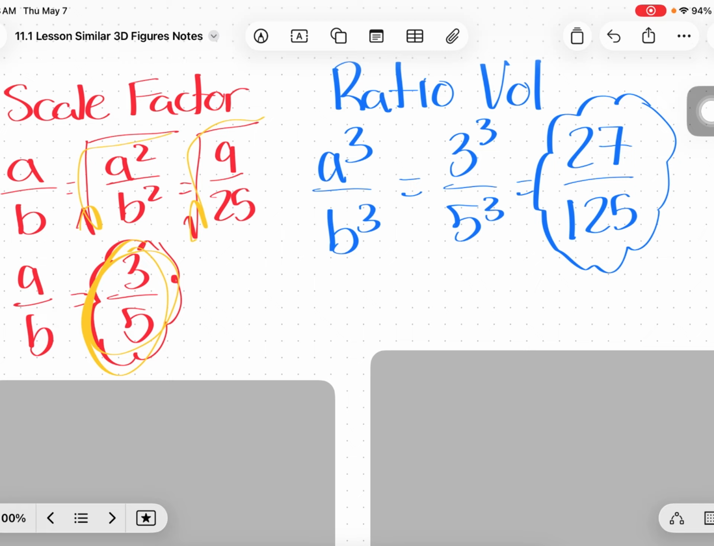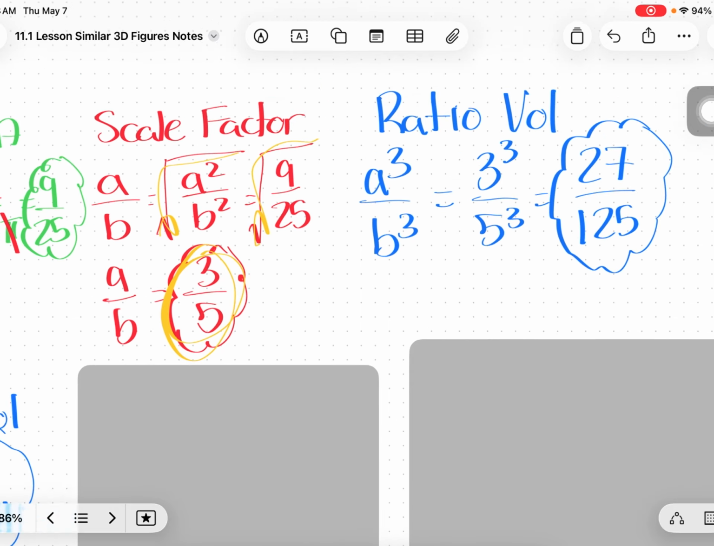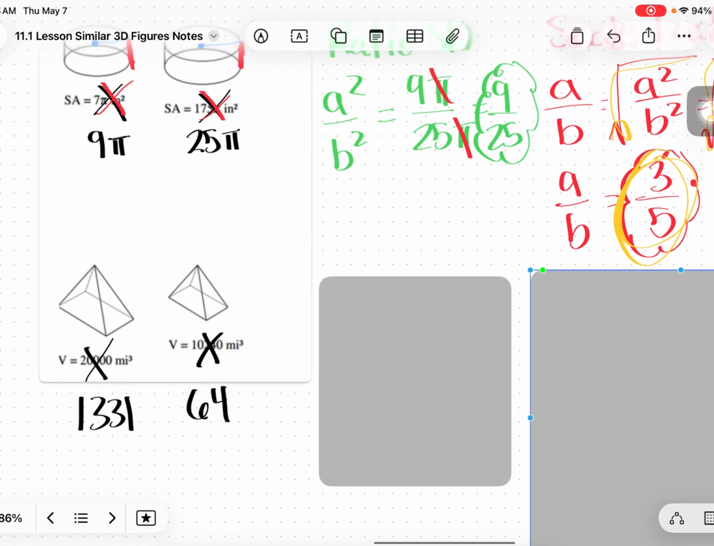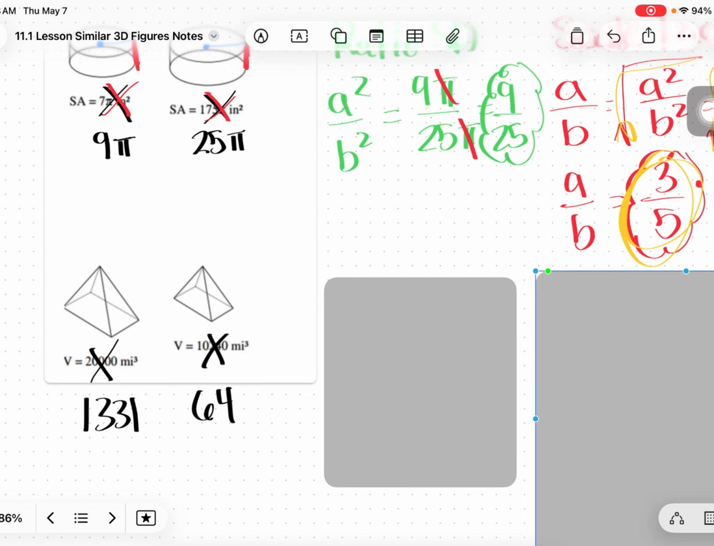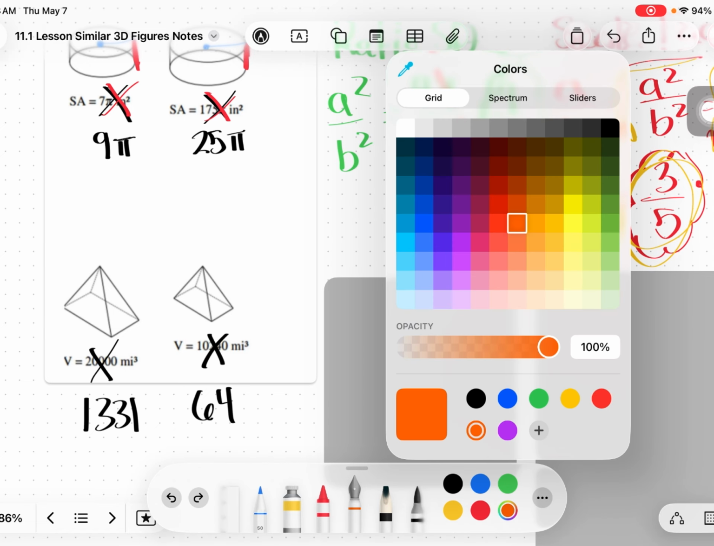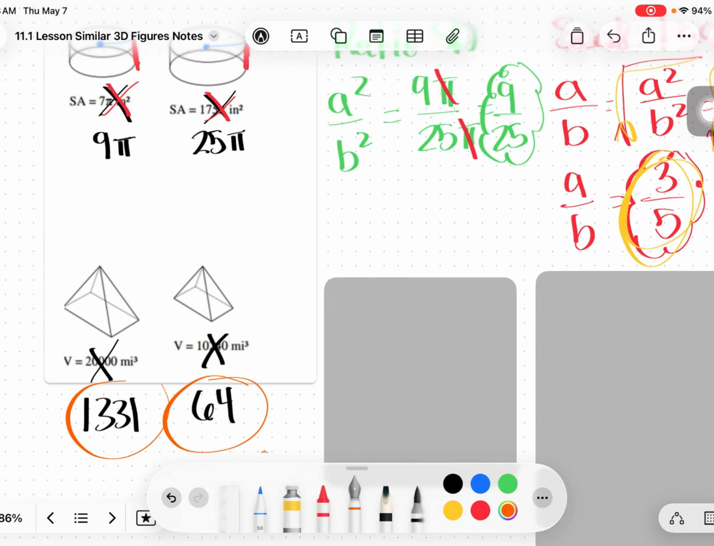This is just a way, or I'm just trying to show you a way, where if we know one ratio, we can find the other ones. If I know the ratio of volumes, I can also find the ratio of surface areas and the scale factors. So down here, I have volumes. And again, I changed them just so that our calculations would be kind of nice on our first examples.